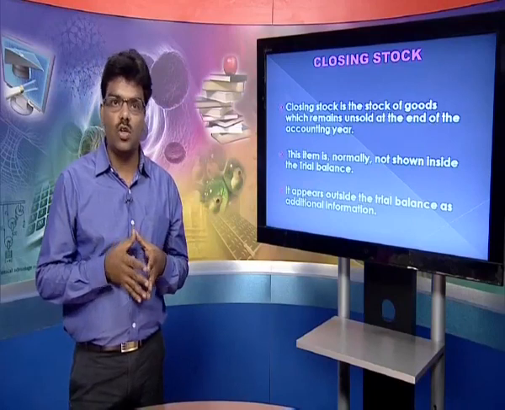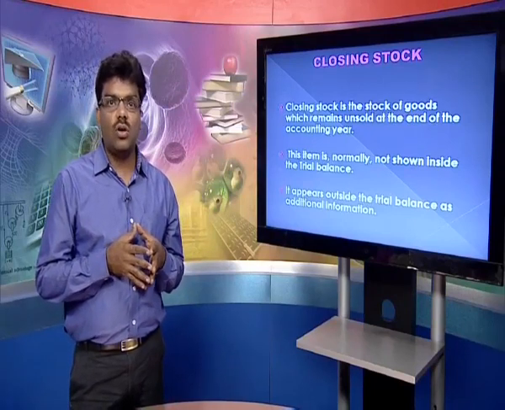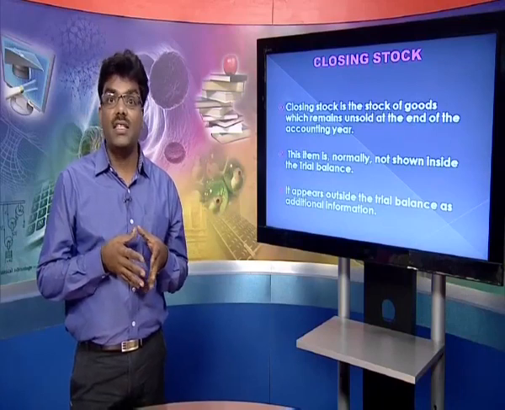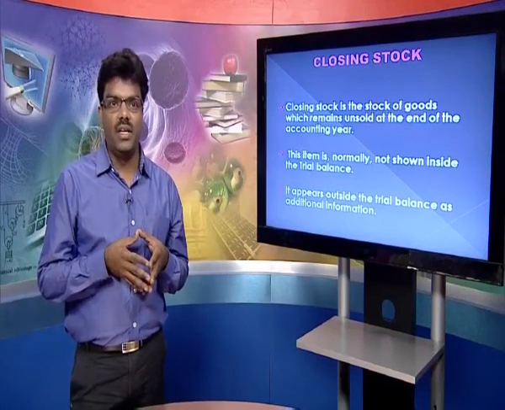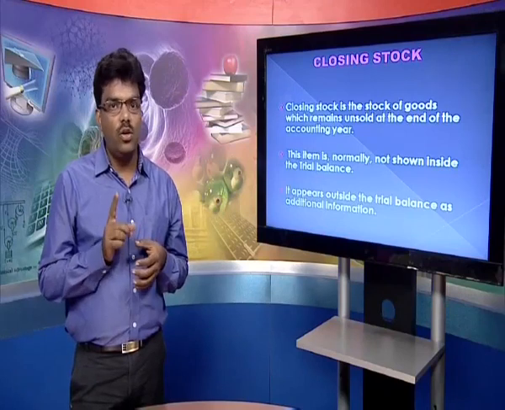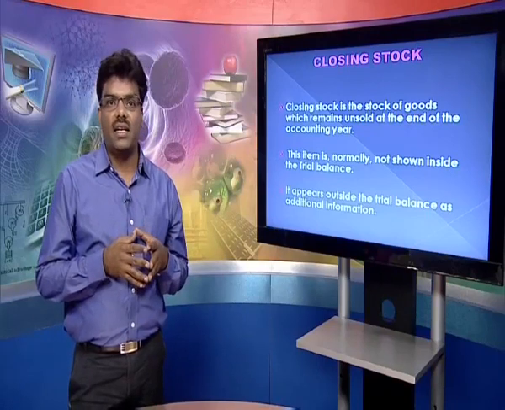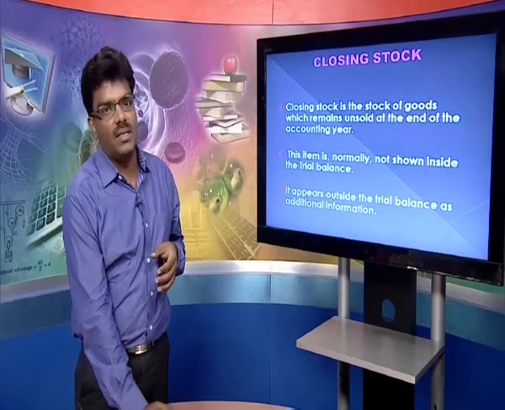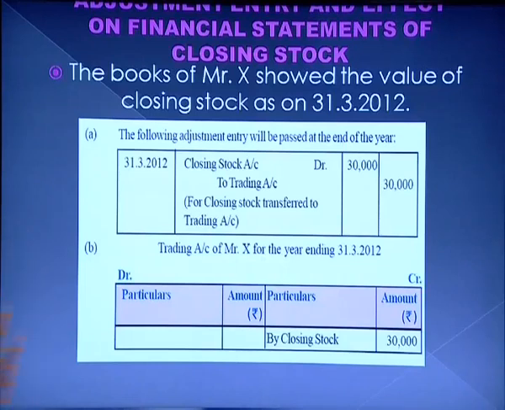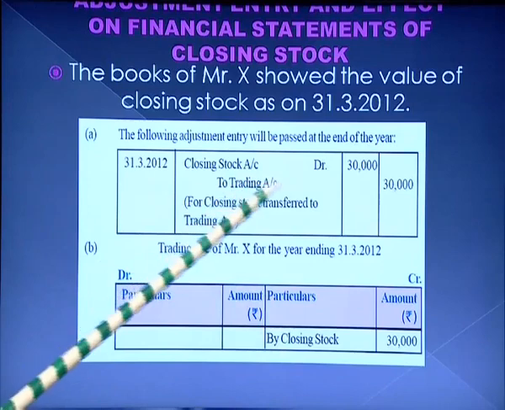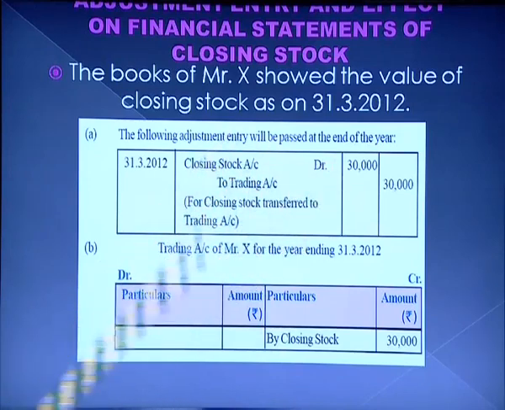Next is closing stock. Closing stock is the stock of goods which remains unsold at the end of the accounting year. This item is normally not shown inside the trial balance. It appears outside the trial balance as additional information. So, this is the adjustment entry of closing stock. You see that closing stock account debit to trading account. Suppose a company has a closing stock of rupees 30,000, then this entry will be done. Closing stock account debit to trading account, rupees 30,000.